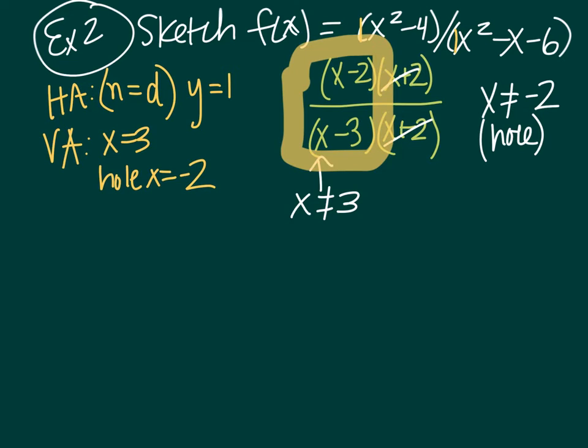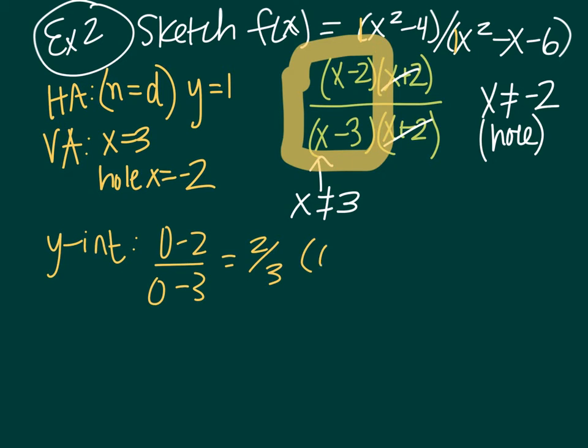The y-intercept is going to happen where x equals 0. I can see that that's going to be 2/3. So I'm going to have the point (0, 2/3). That's one of the things that I'm going to use to graph.